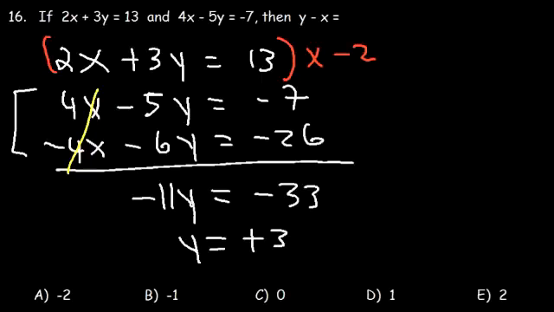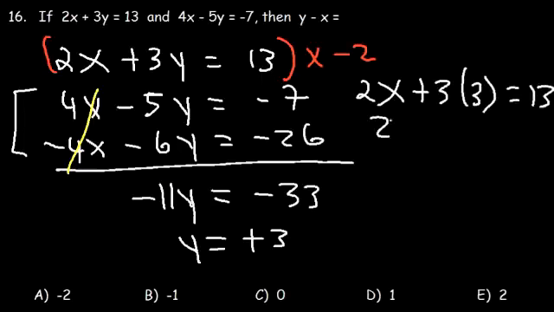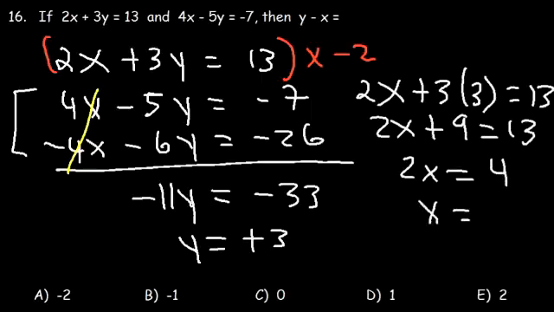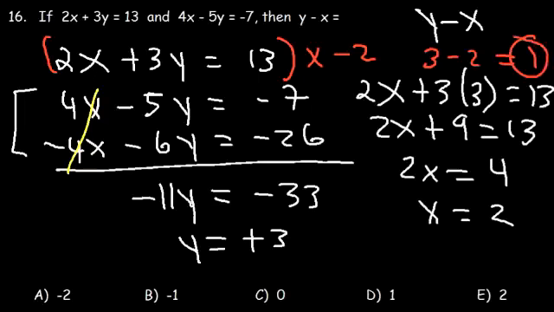So now we can solve for x using the first equation. So 2x plus 3y, or 3 times 3, since y is 3, is equal to 13. So 3 times 3 is 9. And 13 minus 9, if we subtract 9 on both sides, 13 minus 9 is 4. And then 4 divided by 2 is 2. So we have 2 for x, 3 for y. So the expression y minus x is therefore equal to 3 minus 2, which is equal to 1. So 1 is the answer for this problem.